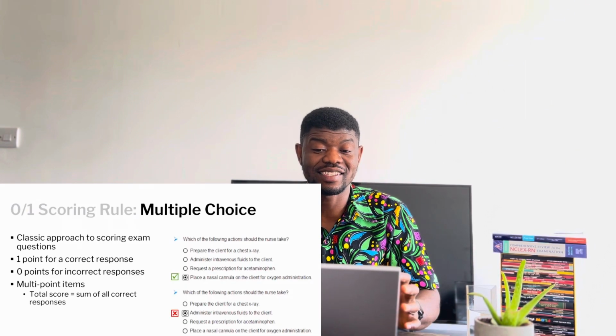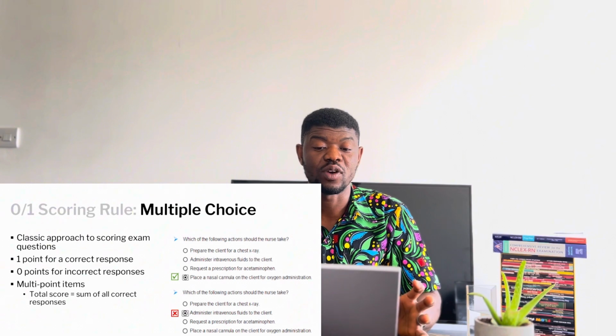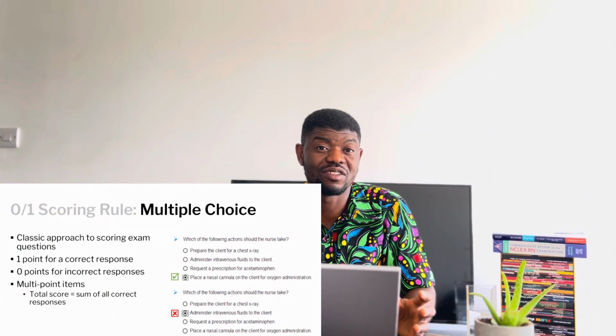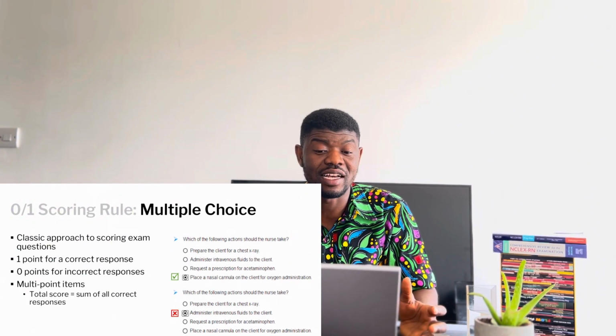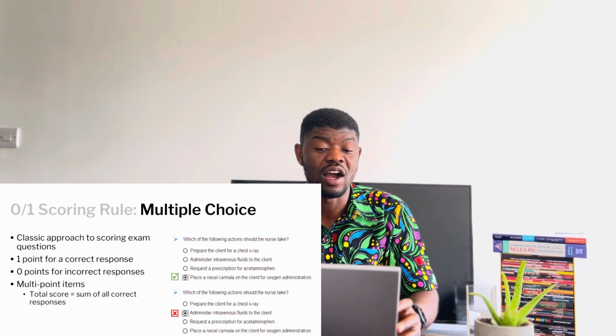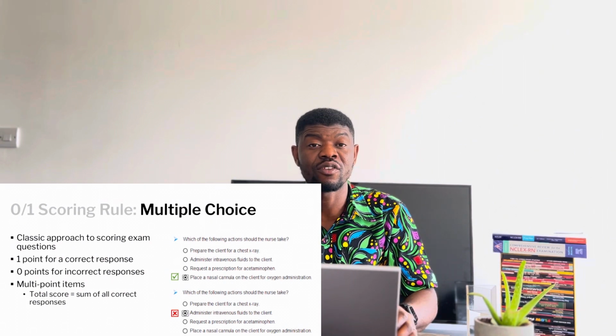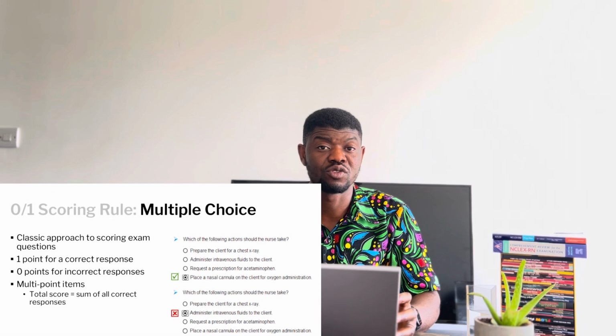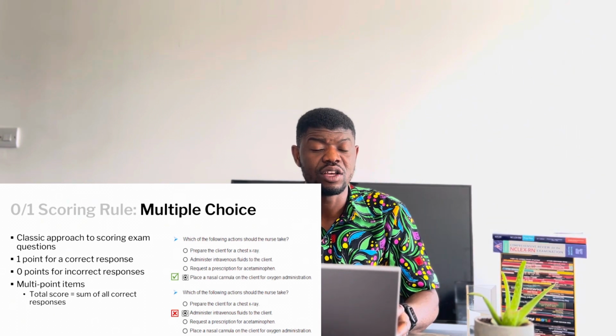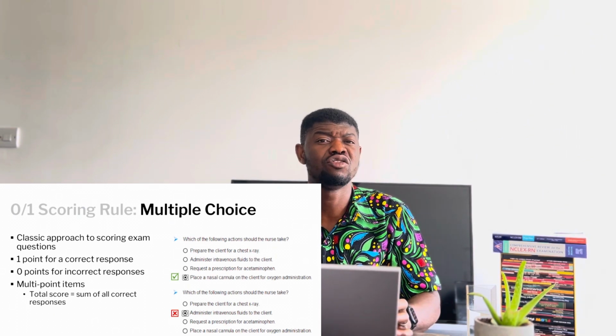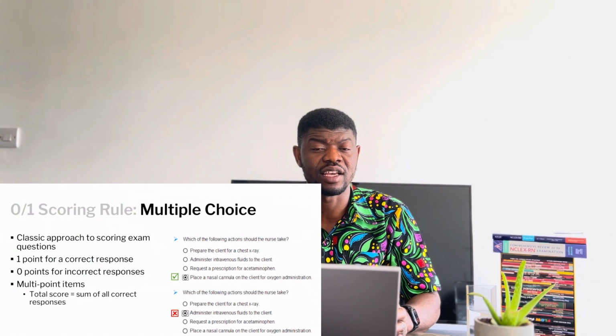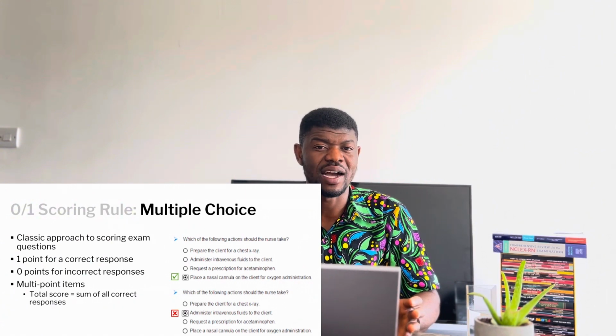Usually this is a classic approach to scoring exam questions, and you get 1 for a correct answer and 0 for an incorrect answer. So for ones where you are supposed to choose multiple correct answers, you get 1 for each correct answer. And usually in this type of question, there are no negative markings.